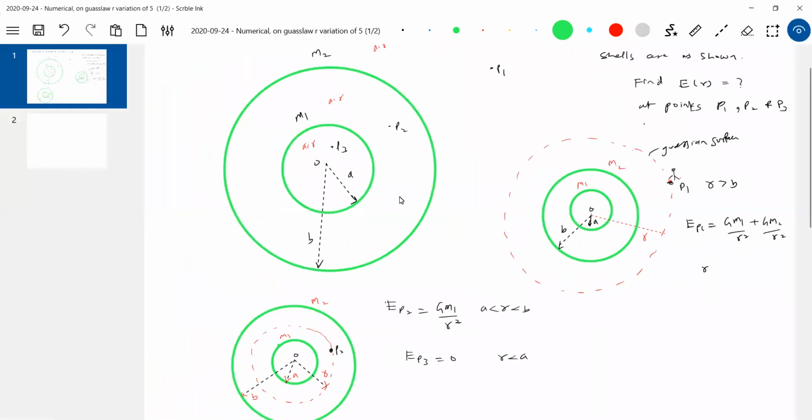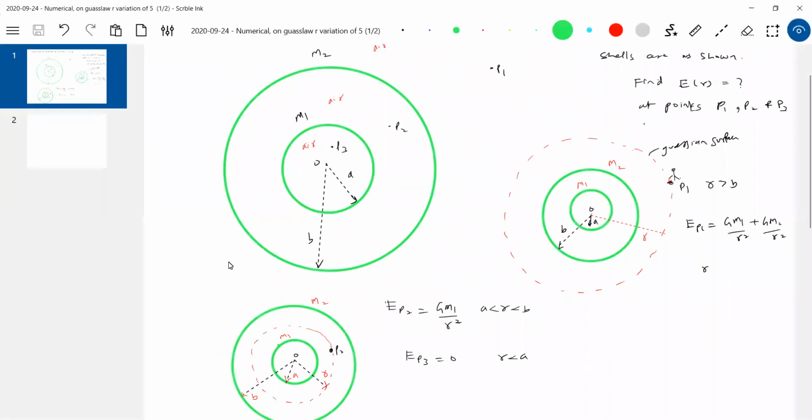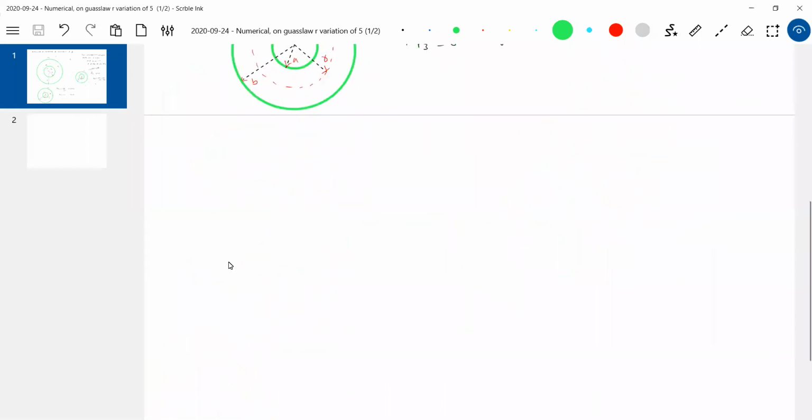Like this, two thin concentric shells, or 2, 3, 4, any number you can take. The idea is the same. Let me take you to the next idea.